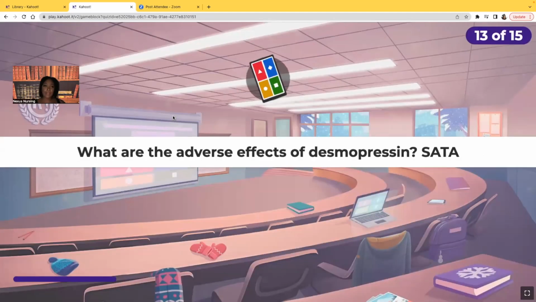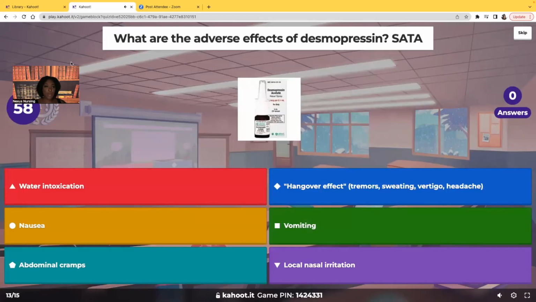Select all that apply. What are the adverse effects of desmopressin? Water intoxication, hangover effects such as tremors, sweating, vertigo, headache, nausea, vomiting, abdominal cramps, local nasal irritation. What do you guys say?